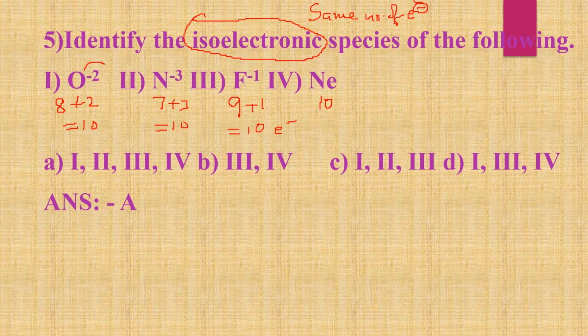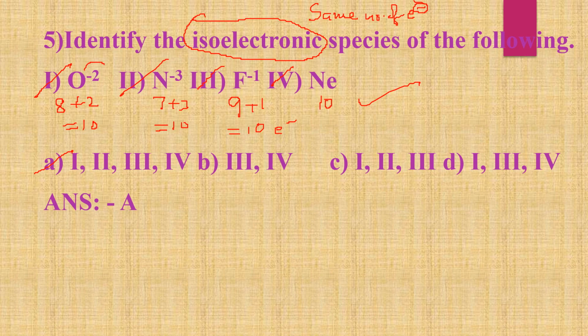Yes, exactly. Isoelectronic species means the same number of electrons. This one, this one, this one, as well as this one. So the answer is A: 1, 2, 3, 4 is the right answer. Thank you. Isoelectronic means same like that.